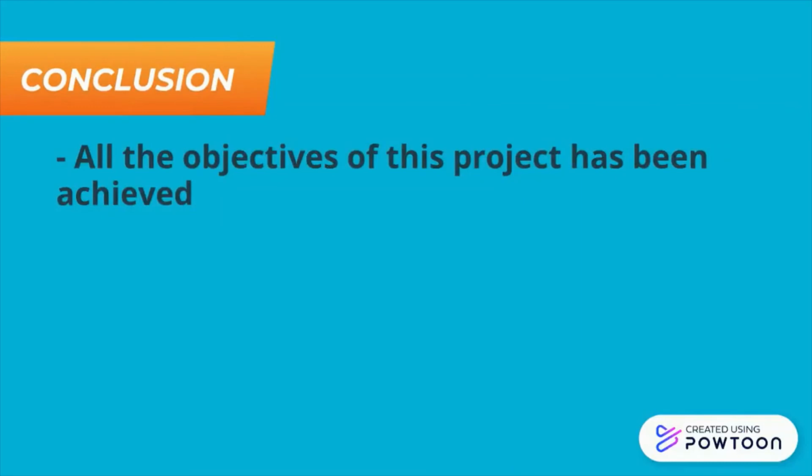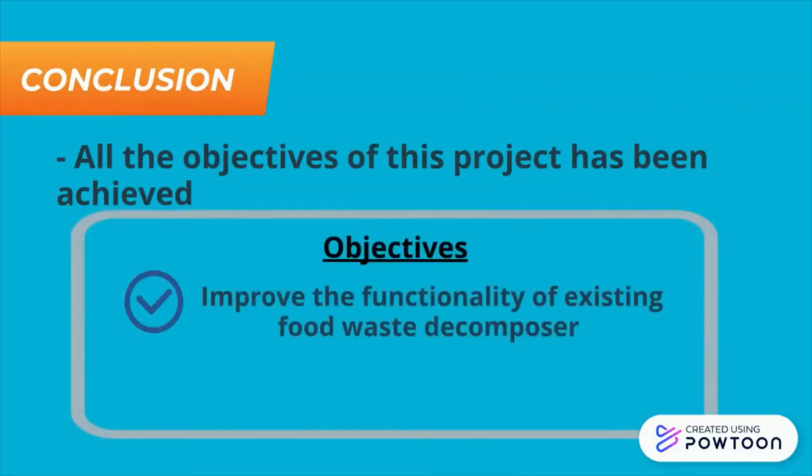In general, all the objectives of this project have been achieved. The first objective is to improve the functionality of the existing food waste decomposer. This objective has been achieved by the addition of the saw blade, green LED, and also the industrial heater.